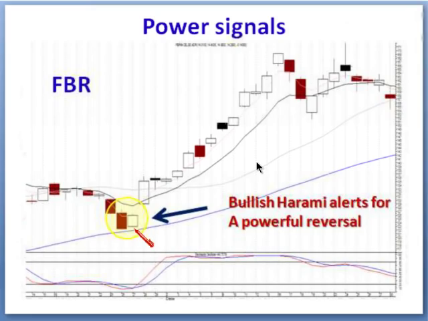So there's another one where they did a bullish Harami right smack dab on the 50-day moving average, stochastics in the oversold area. Where do you want to be buying? As soon as you see them gapping it up and moving in the right direction.